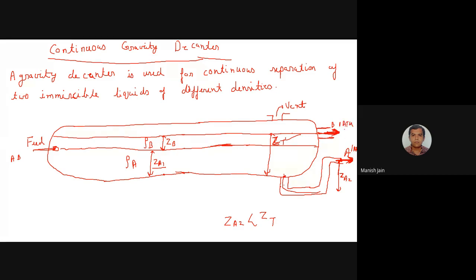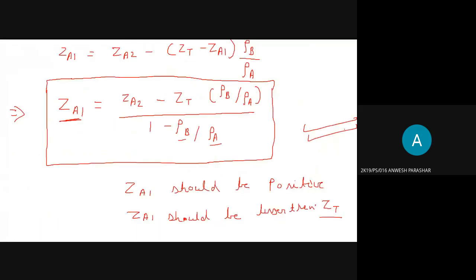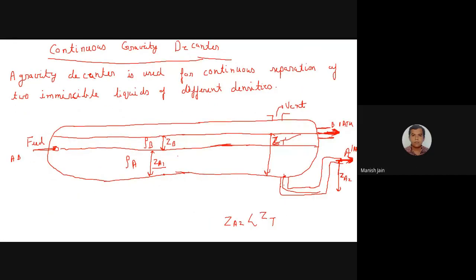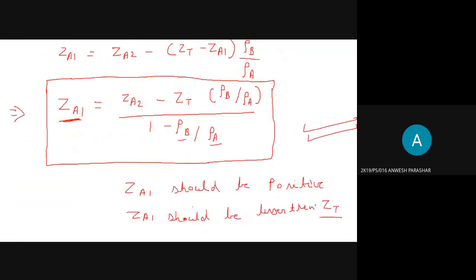Okay, and based on this equation, you can calculate the interface point. Suppose the density of A is far, far greater than the density of B. A is very dense, B is much less dense. So what will happen? From the equation, if rho A is far, far greater than rho B, then ZA1 will become equal to ZA2.